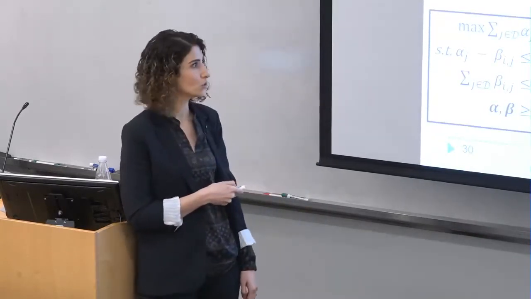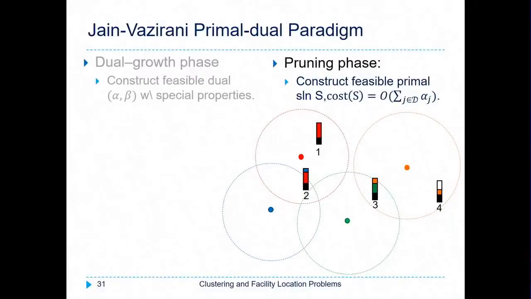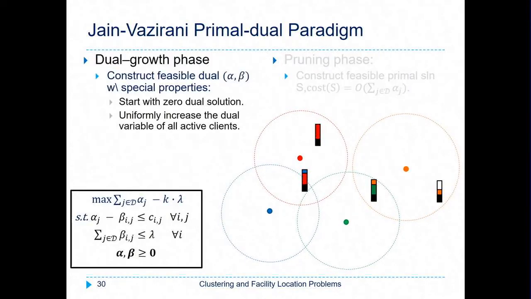So we constructed a feasible dual solution. Now we are going to construct a pruning phase, where we want to construct a feasible facility location. So the beta ij's, how do they contribute? It's just the value of alpha j when it hits the facility. The beta ij is how much client j contributes toward facility i.